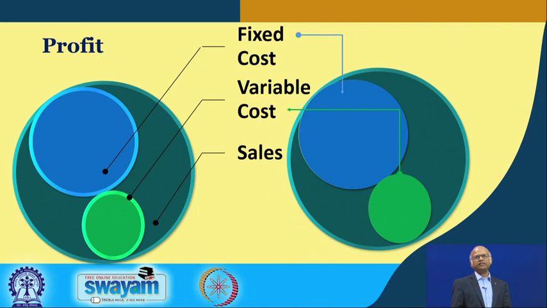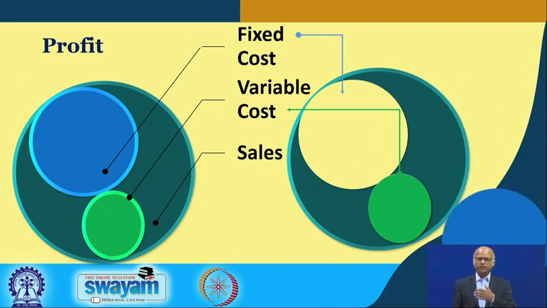So, putting this in the form of an infographic. On our left, the total circle is the sales, then the blue one is the fixed cost, the green one is the variable cost. Now, you remove one by one the fixed cost, and then the variable cost, and whatever is remaining is the profit.